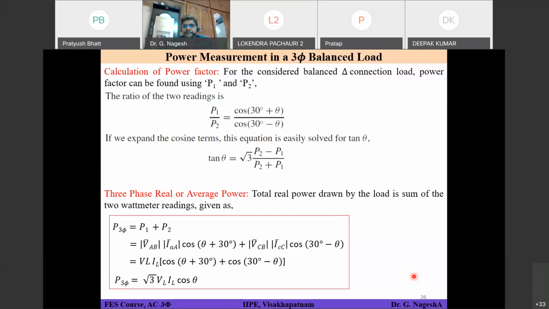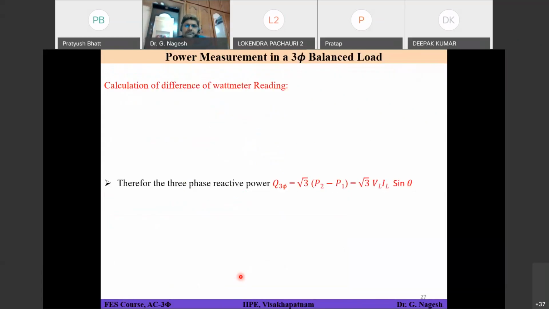So the total power is P1 plus P2. That means the reading of wattmeter 1 plus the reading of wattmeter 2 will give you the total power, root 3 VL IL cos theta. And if the load is balanced, then we can also determine the power factor using tan theta equals root 3 into (P2 minus P1) by (P2 plus P1). So these we have seen already, right? Now we'll go ahead with our discussion.